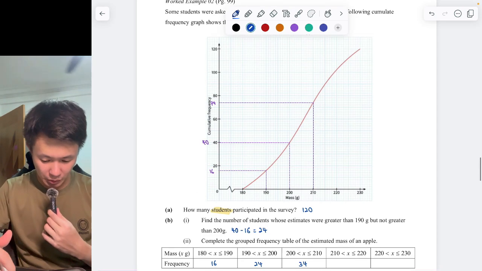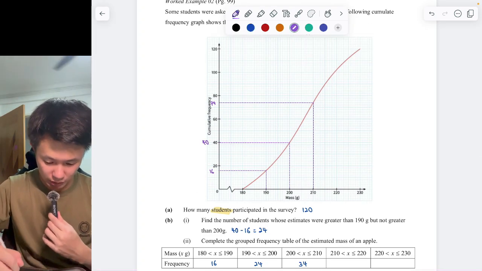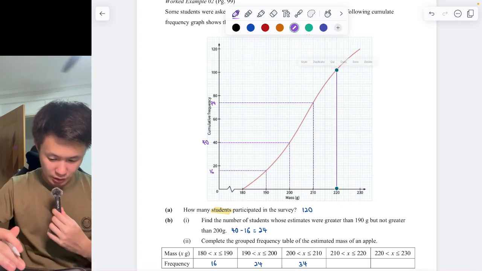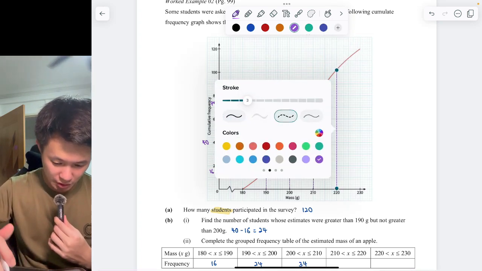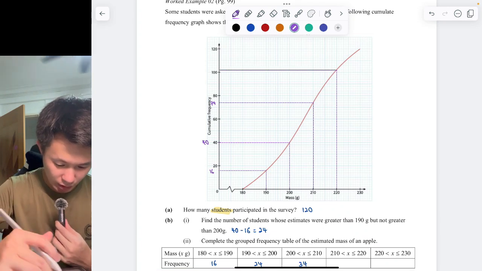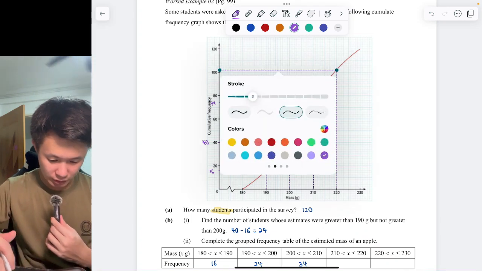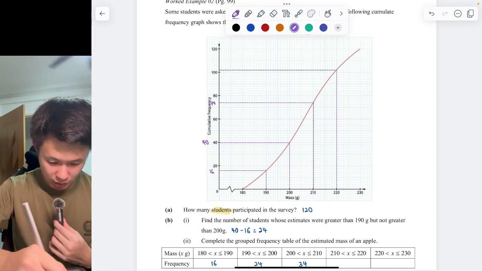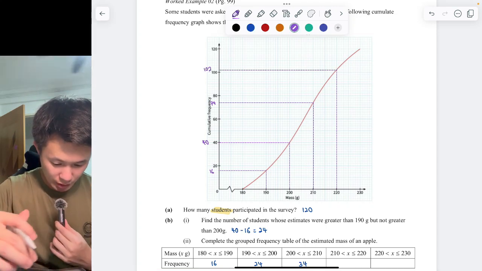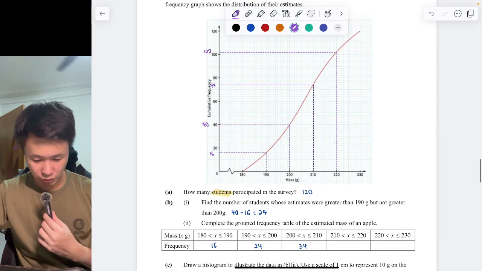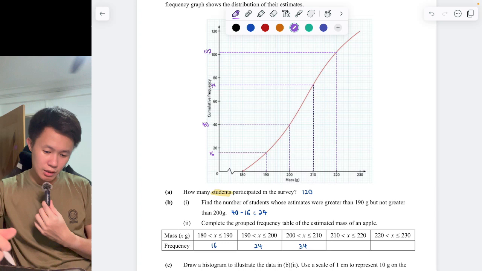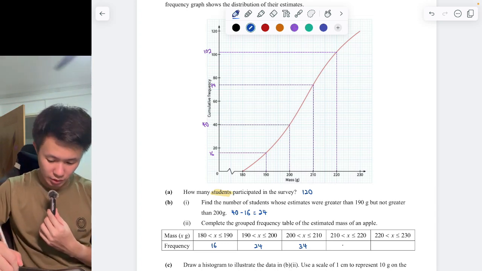Okay, and then if we want between 210 and 220, we can just draw another dotted line to figure out what number it is. I'm using a dotted line here because it's much easier to be accurate with this rather than not be accurate. And from here, we can see that this is about 102. So we take 102 minus 74. That would be about 28.